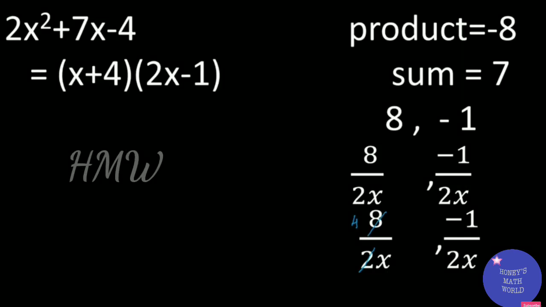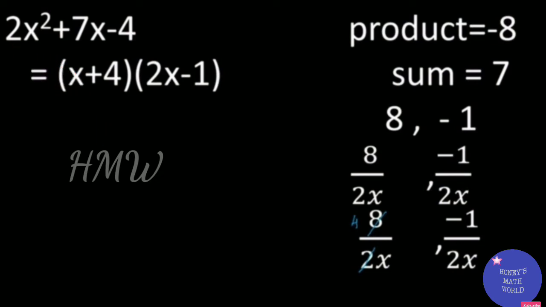Now let us see the shortcut method. That is, the product is minus 8, the sum is 7, write it as 8 and minus 1. Below 8, write 2x. The coefficient of x square is 2.